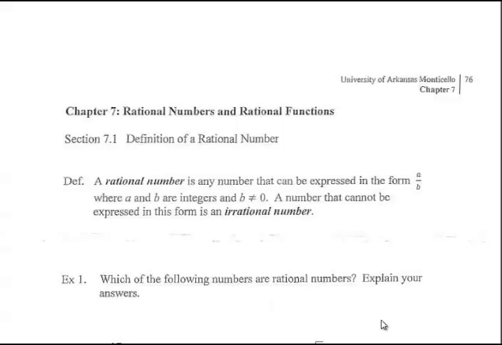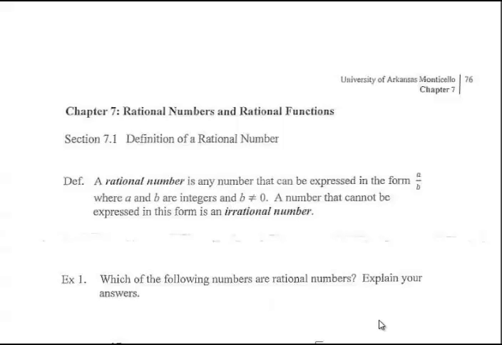So with this video, we're picking it up with Chapter 7. Chapter 7 is titled Rational Numbers and Rational Functions. And so Chapter 7 starts out with a definition, and we're going to talk about rational as in numbers first, and then after we refresh our memories of what it means to be rational for a number, we're going to talk about rational in terms of functions, polynomials, that sort of thing.